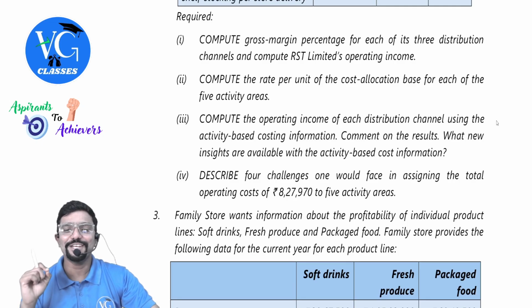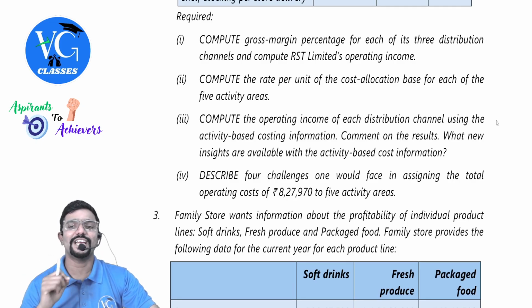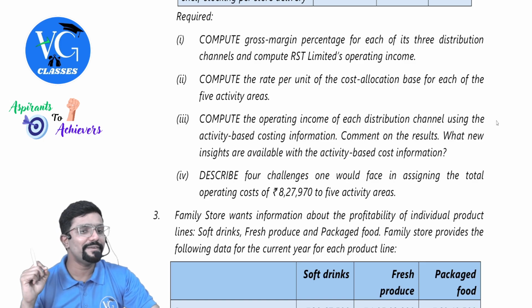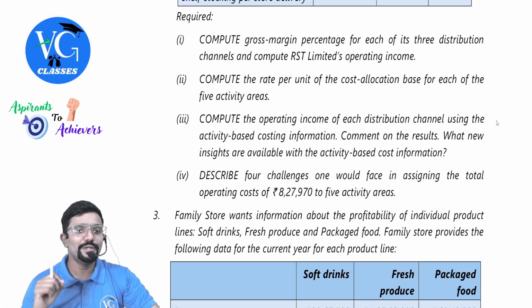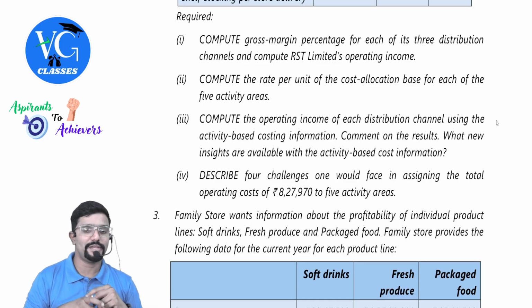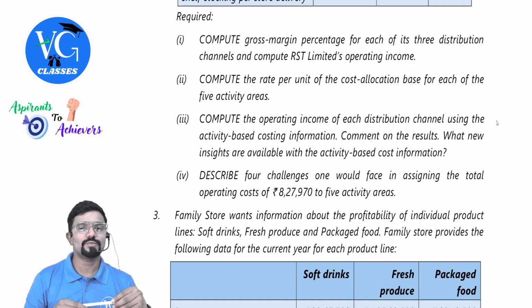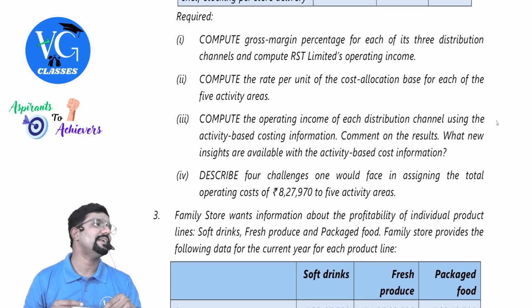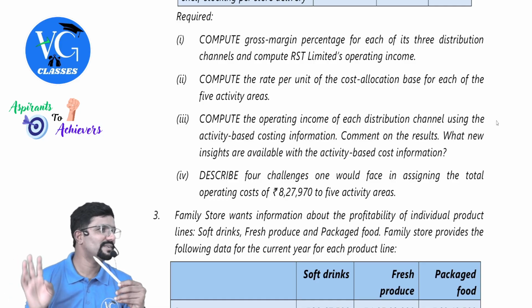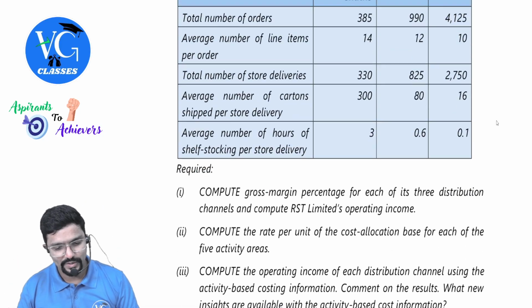Compute the operating income of each distribution channel using the activity-based costing information. Comment on the results. What new insights are available with activity-based cost information? Okay, this is as per activity. Describe 4 challenges one would face in assigning the total operating cost of 8,27,970 to 5 activity areas. Theory question. Last one is theory. Okay, sure.